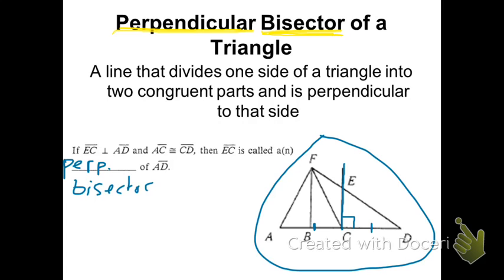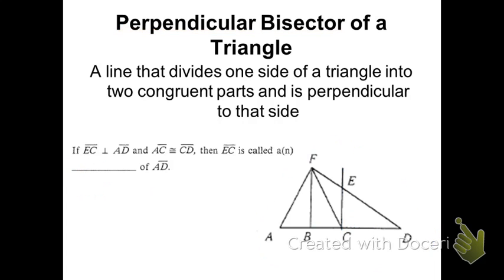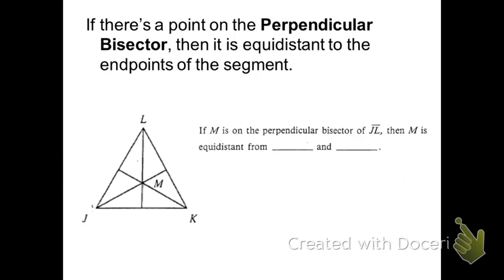So next, let's look at what's special about a perpendicular bisector. And it's right up here. If there is a point on the perpendicular bisector, then it is equidistant to the endpoints of that segment. So that sort of makes sense. So let's look at this picture down here. If M is on the perpendicular bisector of JL, so here's JL, and this line right here would be the perpendicular bisector, because that's what it says right here.